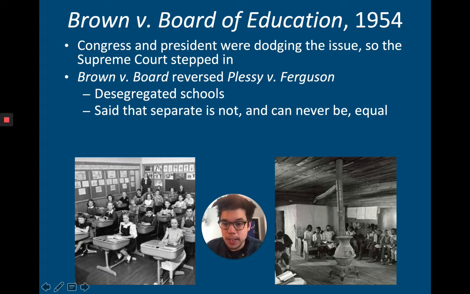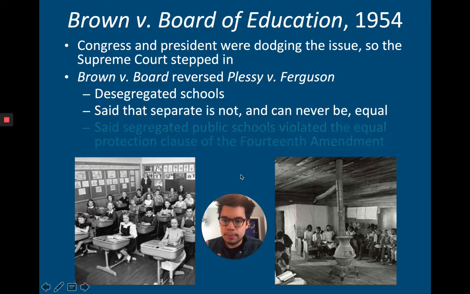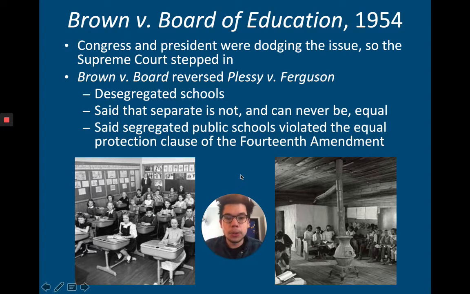You can see here in the pictures, if you compare a white school to an African-American school, that the facilities were never even equal in the first place. So the Supreme Court here says that separate is not and can never be equal. And it said that those segregated public schools were violating the 14th Amendment. So the Supreme Court looked back and said, that decision in Plessy was wrong. That decision in Lum with the Chinese American girl was wrong. So we're seeing the Supreme Court now support the goals of the civil rights movement.